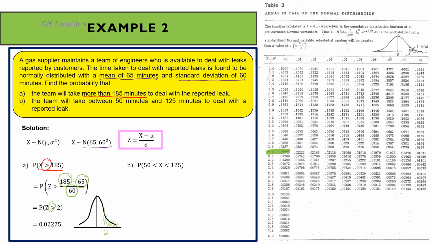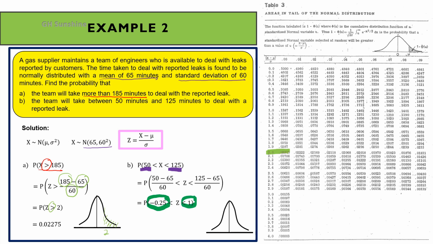Question B. Find the probability that the team will take between 50 minutes and 125 minutes to deal with a reported leak. Same as question A, transform X to Z and calculate, so Z is between negative 0.25 and 1. So find the probability value based on negative 0.25 and 1.